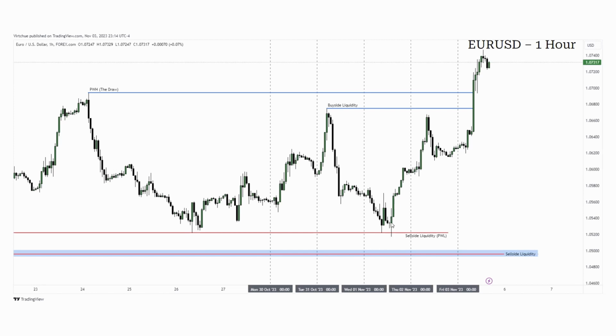Last stop run again here before a massive run higher, right? What are they targeting here? Targeting this inefficiency here and then trading up into the buy side liquidity up here, right? We can see that very aggressive run higher.